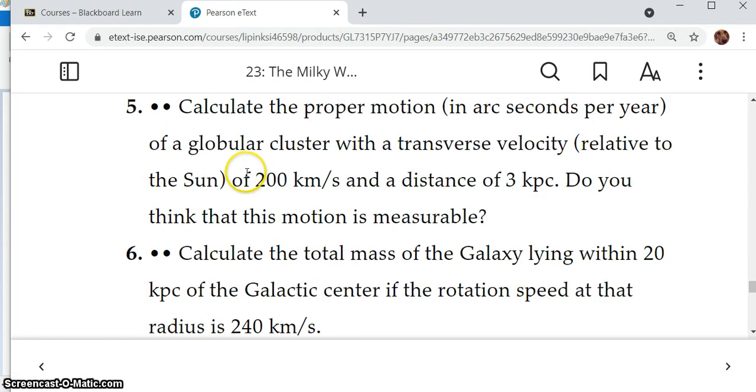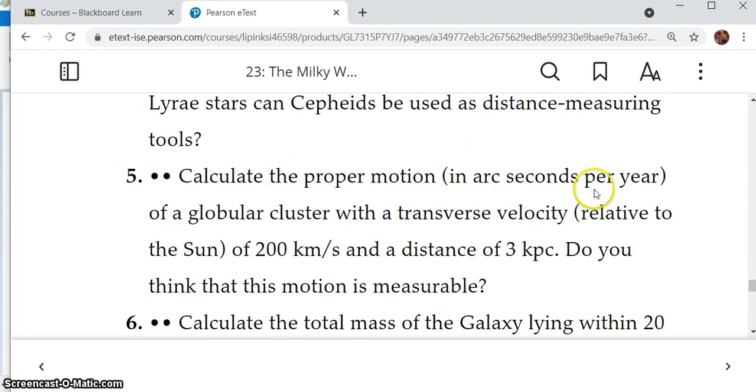It says calculate the proper motion in arc seconds per year of a globular cluster with a transverse velocity relative to the sun of 200 kilometers per second, and a distance of 3 kiloparsecs. Do you think this motion is measurable? All right, so let's turn to the problem.